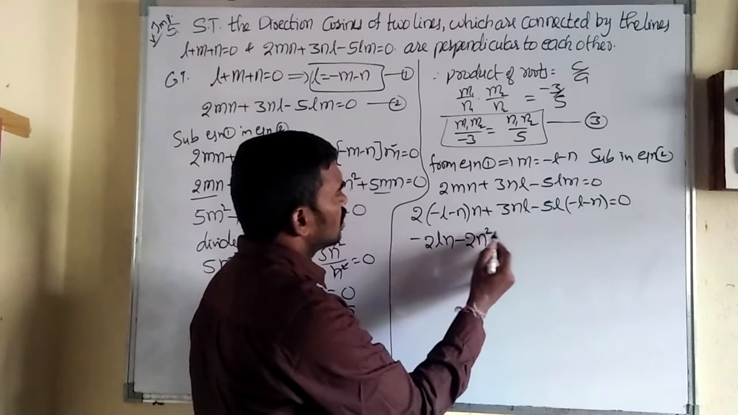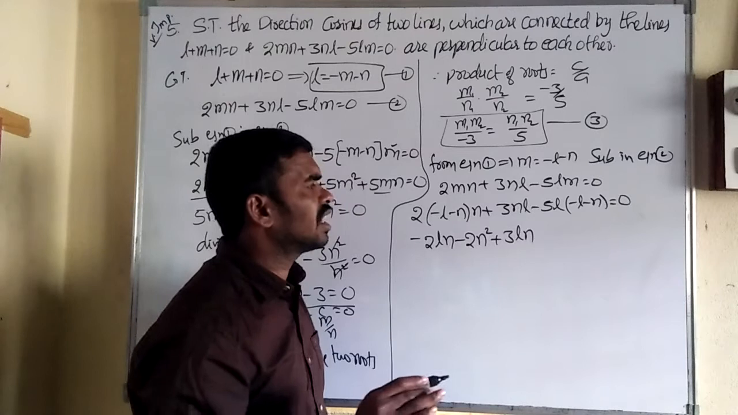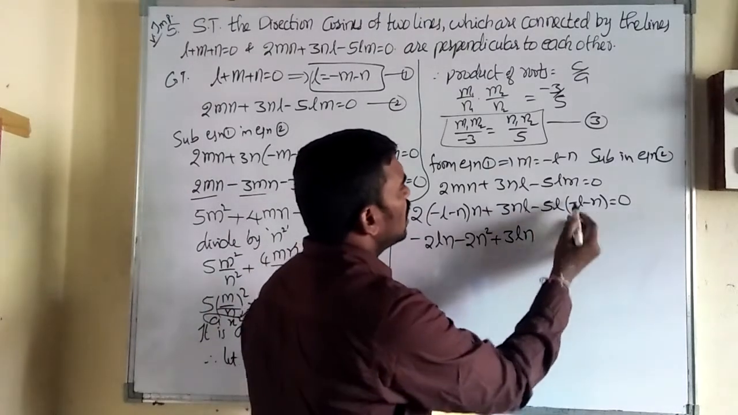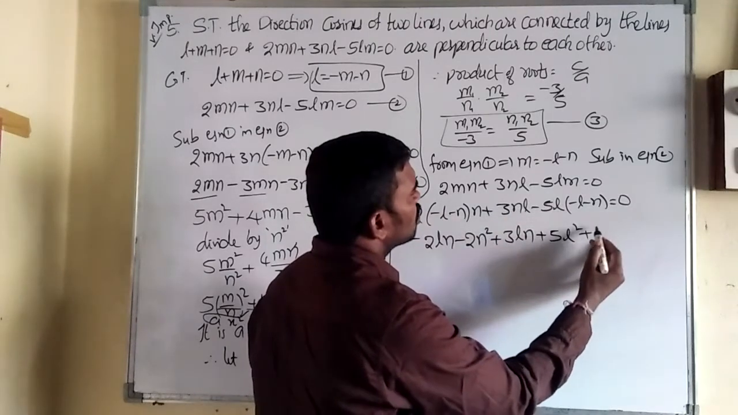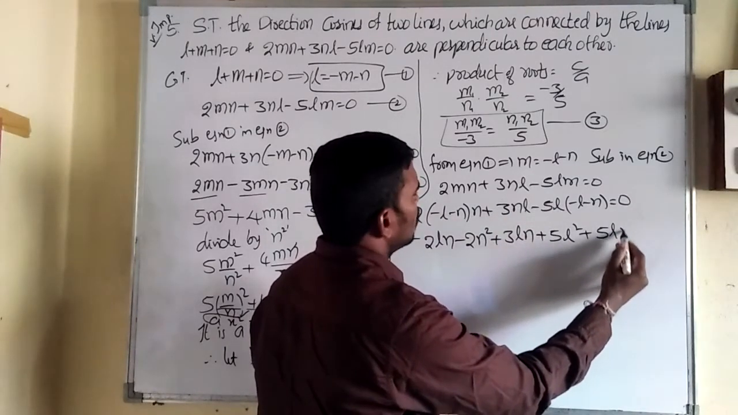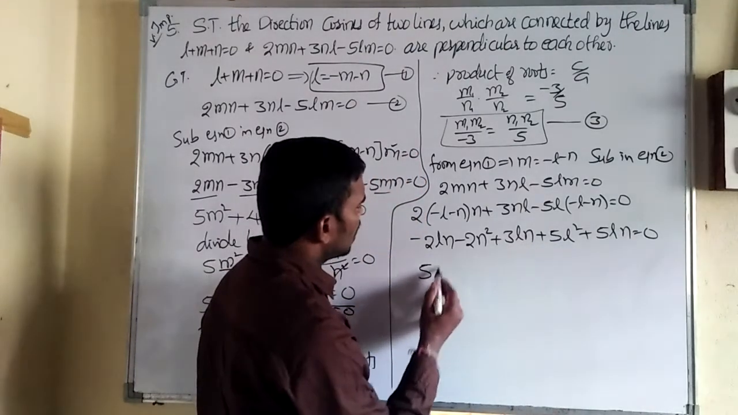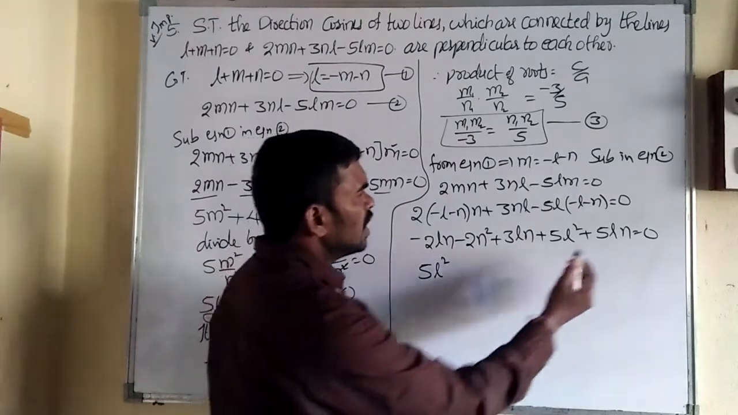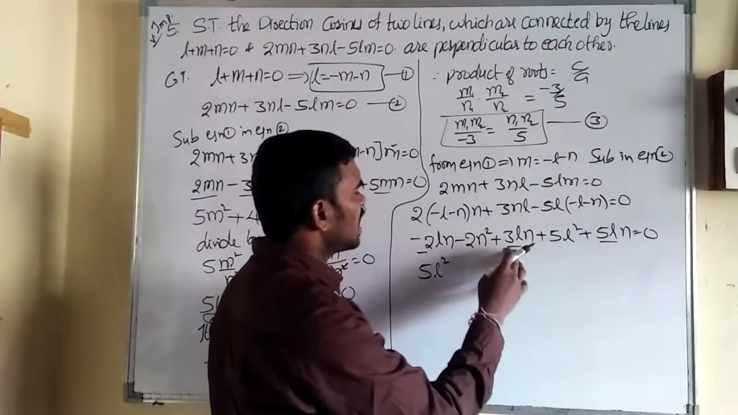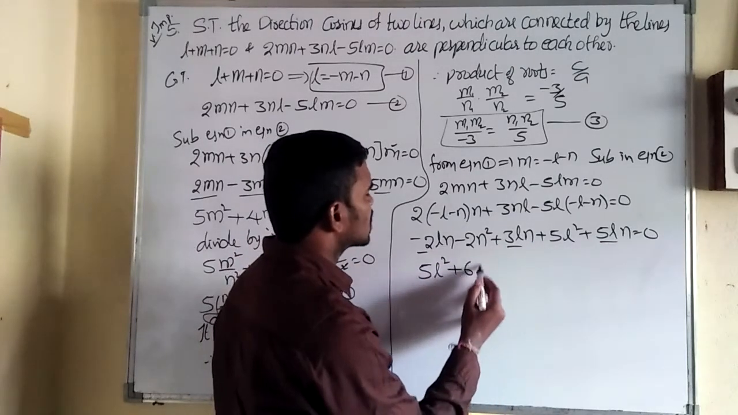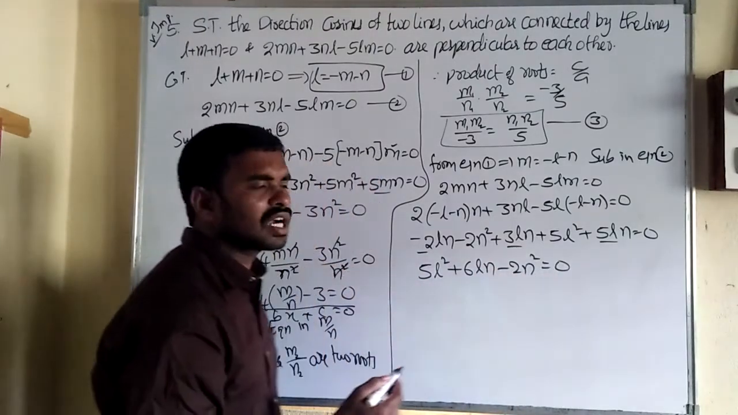2 into minus n into n, minus 2n square. Next, 3nl as it is, or 3ln as it is. We can write ln or nl, no problem. Minus 5l into minus l becomes plus 5l square. Minus 5l into plus n becomes plus 5ln, is equal to 0. So now I am writing first 5l square. Next the ln terms. Here 5 are there, here 3 are there, here minus 2 are there. So totally 5 plus 3, 8 minus 2 becomes 6ln, and minus 2n square as it is. So here also factorization is not possible.